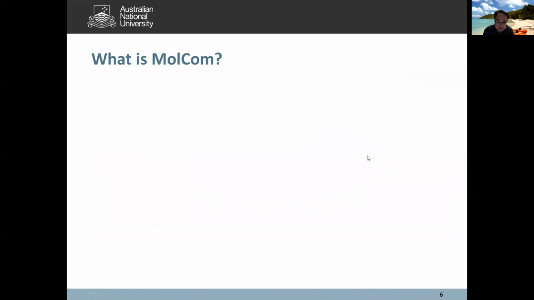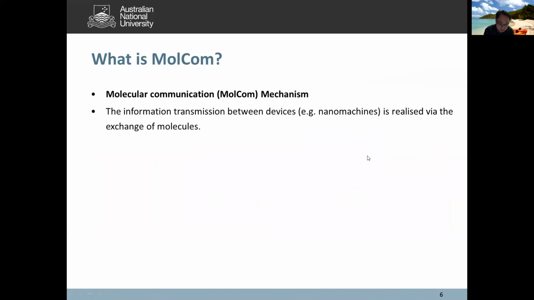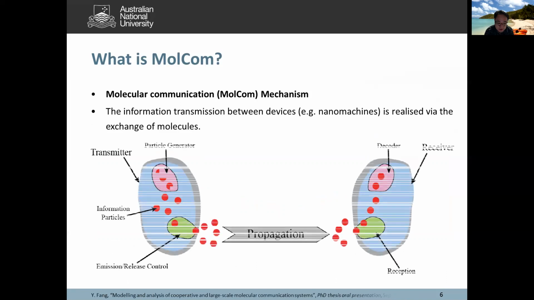And based on this, let's see the basic principle or basic mechanism of molecular communication. So what is molecular communication? In the molecular communication mechanism, the information transmission between two devices or two nano machines is realized via the exchange or propagation of molecules. So here I give a figure to show the process.